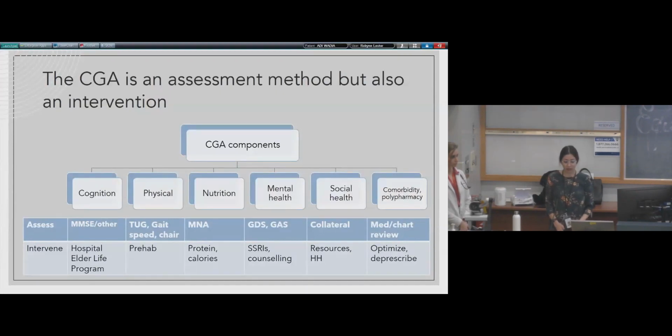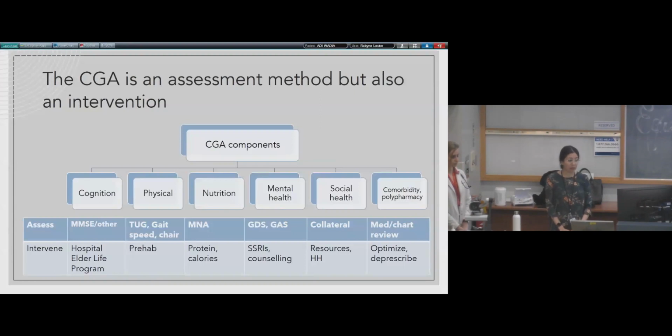So the comprehensive geriatric assessment is not only an assessment method, but it is also a means of intervention. So highlighting those various components of the CGA that I just mentioned, we have specific tools that we use to assess. So for example, for our cognitive piece, we'll do a cognitive test of choice, usually an MMSE or a MOCA. We'll look at their physical function by looking at tests such as the timed up and go or gait speed. We'll look at their nutrition through the mini nutritional assessment, the mental health through the geriatric depression scale, social health from the collateral or the patient's history, and then looking at their comorbidity and polypharmacy as we would in internal medicine.